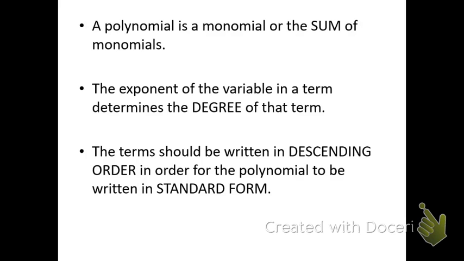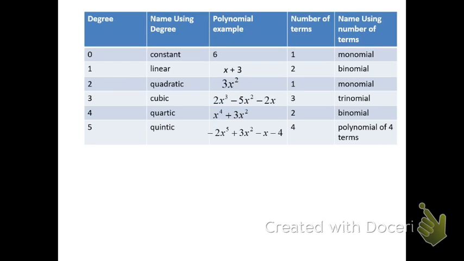One thing that you should know is that descending order and standard form are the same thing. So you're never going to see something like x plus 3x to the third minus 4, because the highest degree has to come first. Okay? So if you're worried about degree, this chart should help out.